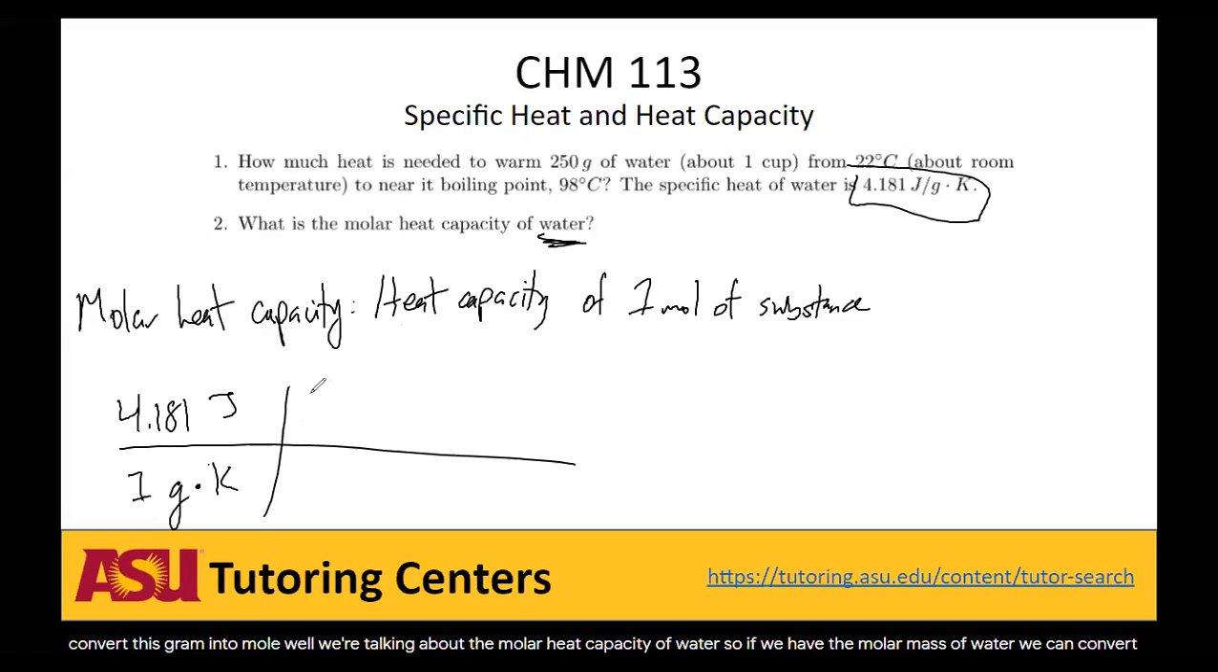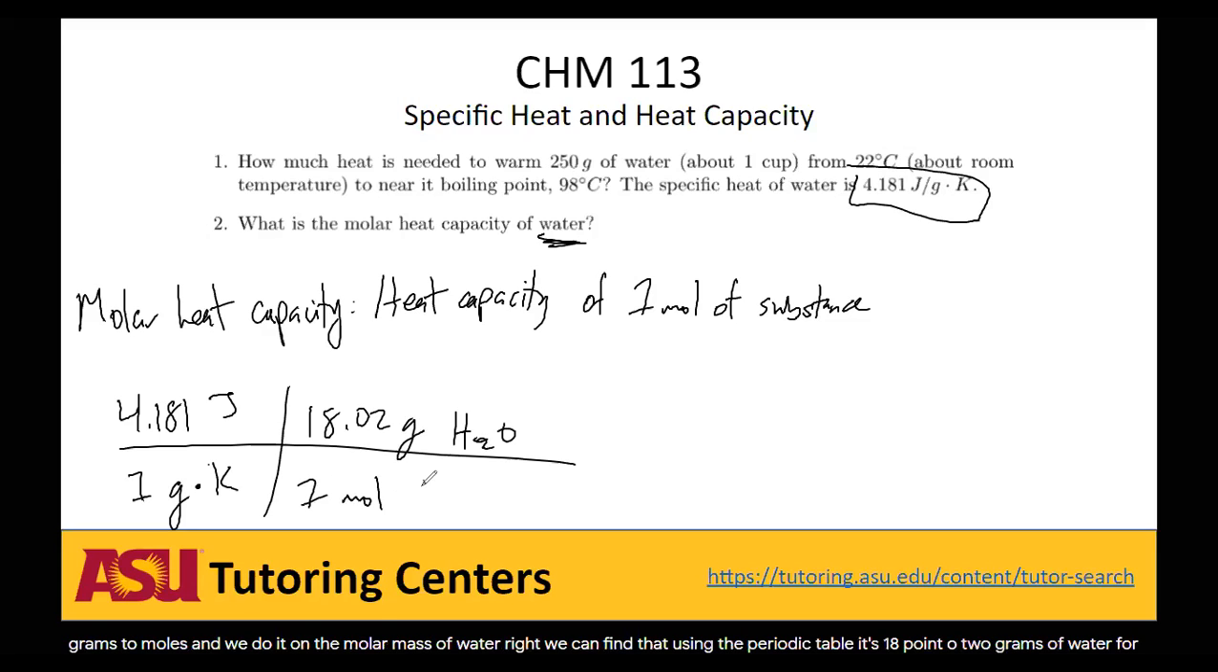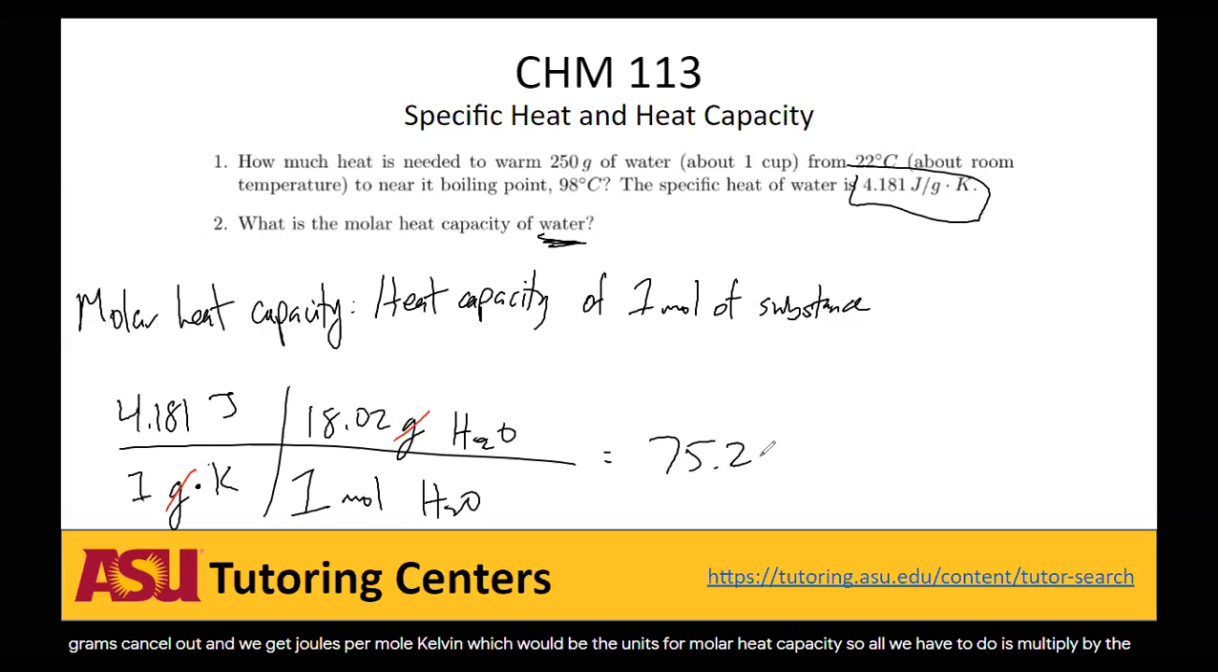And we do know the molar mass of water, right? We can find it using the periodic table. It's 18.02 grams of water for every 1 mole of water. I try to write the 1 in a way that is distinguishable as a 1. And by doing it this way, our grams cancel out, and we get joules per mole Kelvin, which would be the units for molar heat capacity. So all we have to do is multiply by the molar mass of whatever your substance is. And this gives us 75.2 joules per mole Kelvin.